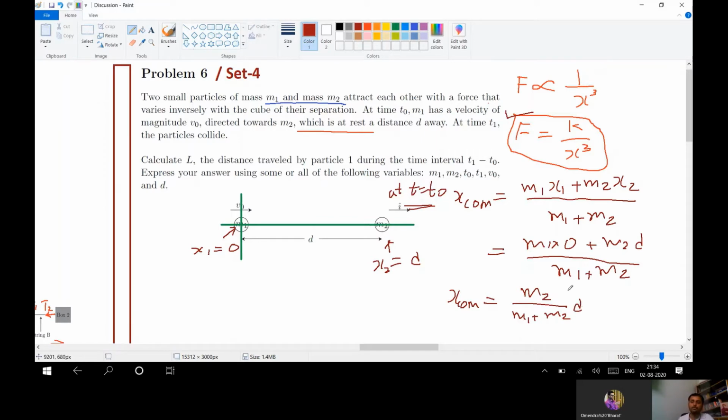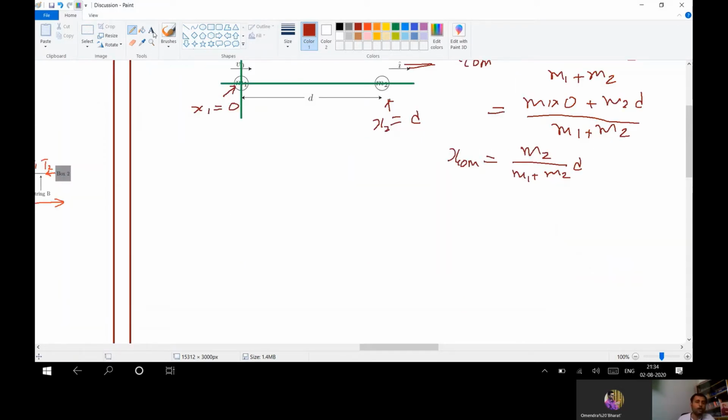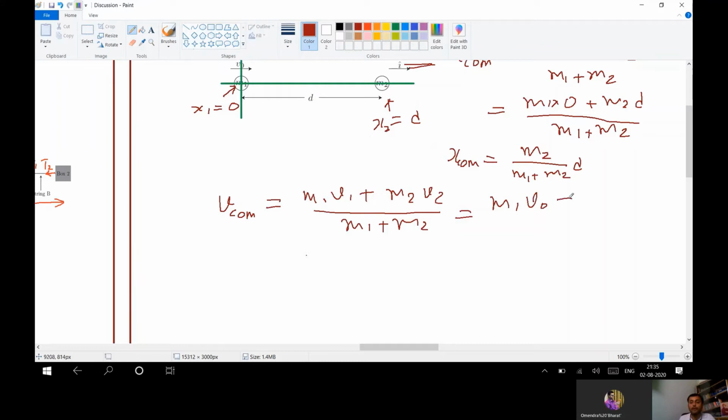M2 times small d. So this was your XCOM. Now I can write down the value of VCOM, the initial velocity of the center of mass at t equal to t naught, as VCOM is equal to M1 V1 plus M2 V2 whole divided by M1 plus M2. We know that initially M1 was having a velocity V0, whereas M2 was at rest, it means it was having a velocity 0, whole divided by M1 plus M2. I can write down the value of VCOM, the initial velocity of the center of mass. It is equal to M1 upon M1 plus M2 times V0.